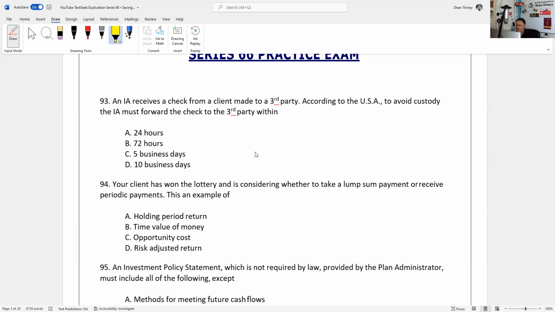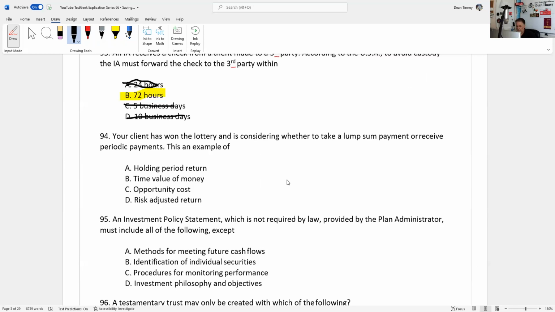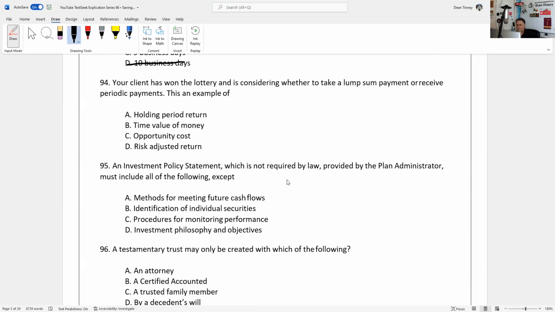According to the Uniform Securities Act, to avoid custody, the investment advisory firm, Gamma Global Investment Advisors, must forward the check to the third party within 72 hours. This is very much a test question. That's another great point-and-click question. You wish you got a lot of these. These are recognition. And again, I think this is a great poor man's flashcard if you have the PDF and can print this out and turn these things into poor man's flashcards.